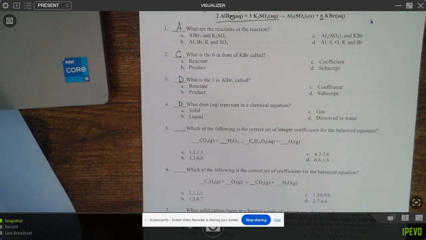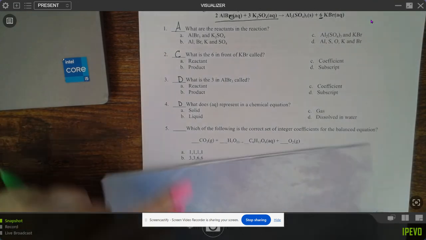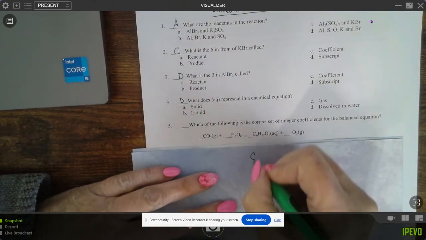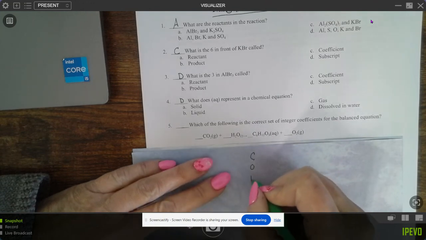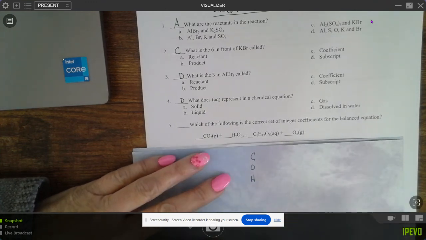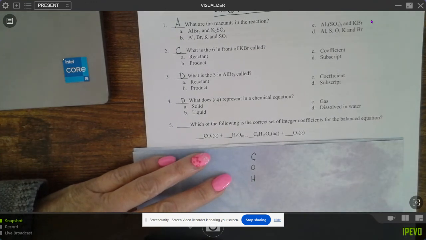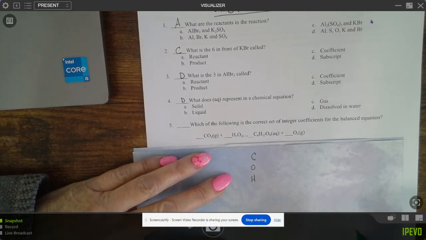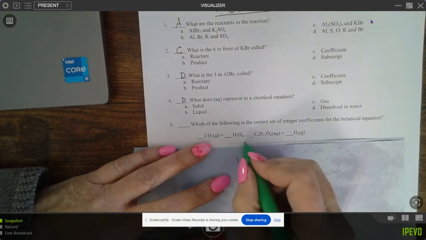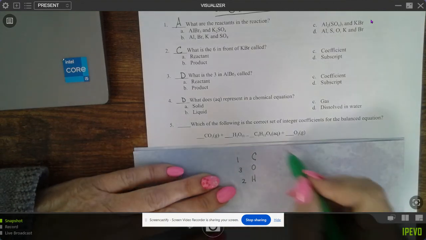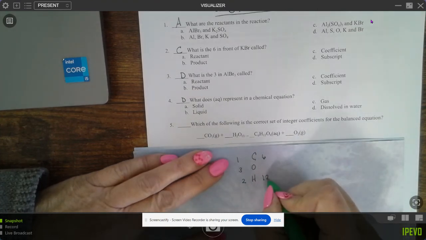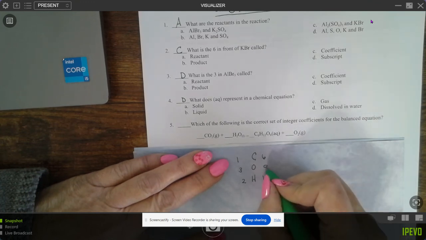And let's balance this. Okay, so if we look at this equation, we have carbon, oxygen, and hydrogen. And I put those in a really weird order. And notice this is the reverse of a combustion reaction. This is what happens in plants when they are doing photosynthesis. So we have 1 carbon, 3 oxygen, and 2 hydrogen. On the product side, the right side, I have 6 carbon, 12 hydrogen, and 6, 7, 8 oxygen.